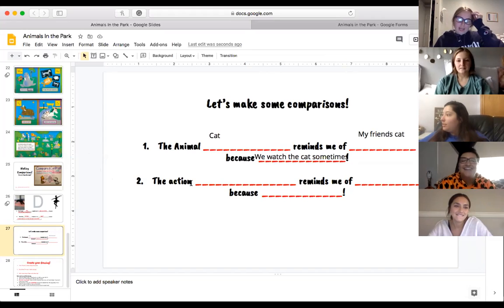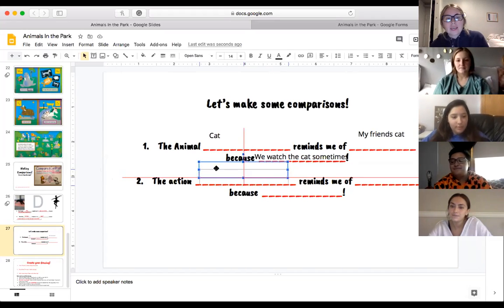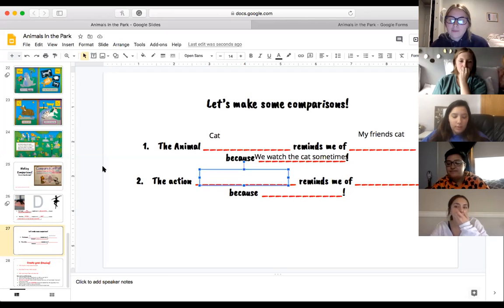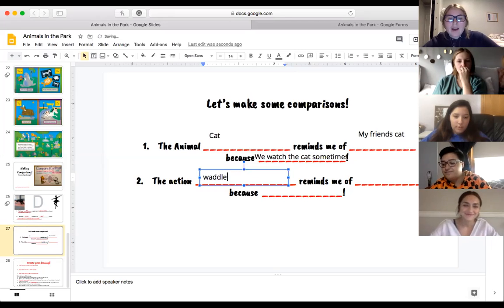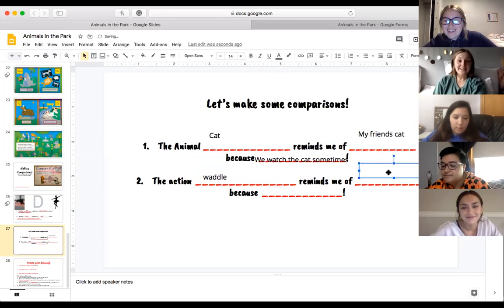Okay, so now we're going to choose an action. So does anybody have an action? It can either be the same one the cat was doing or it can be a completely different one that you can relate to. So remember, mine was dancing because I used to take dance class when I was younger. So can someone different give me an action? Waddle. Okay, so the action waddle, what does that remind you of? My grandma. Okay.